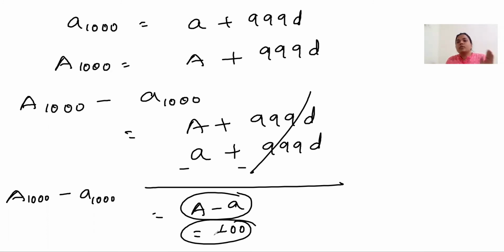So it means if the common difference of any two APs is the same, the difference between their corresponding terms will always be the same. I can say the difference between any terms, like the 100th term or 50th term, will be the difference of their first terms, that is A minus capital A. Okay.